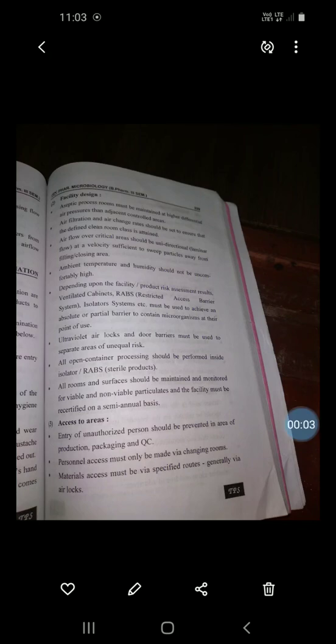Good afternoon. In the last lecture, I discussed laminar airflow and the different sources of contamination in the aseptic area, and started the methods of prevention. Today, we will see the next topic, that is methods of prevention of contamination in aseptic area.